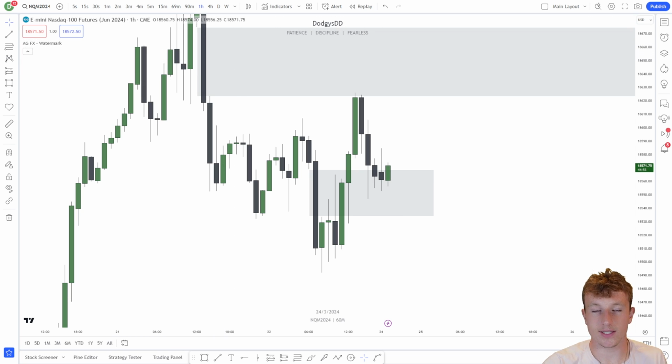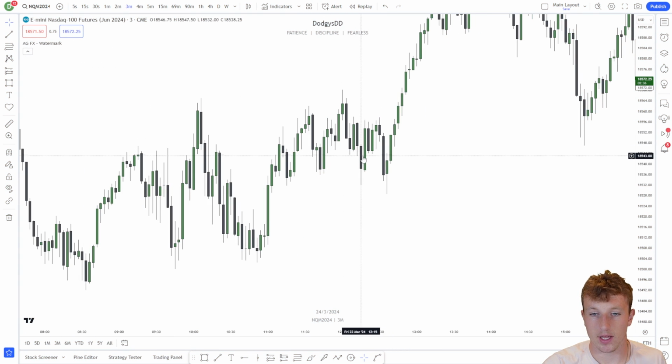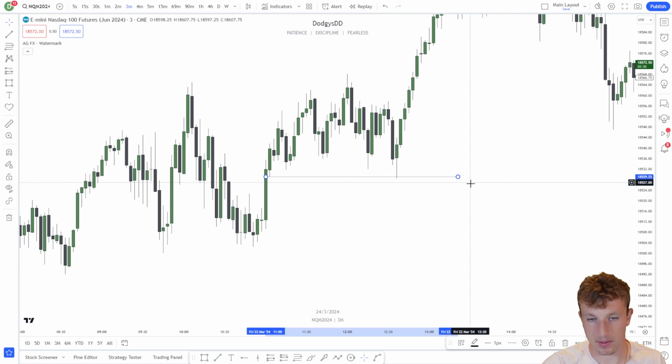So without further ado, let's look at a few examples on the lower time frame. In example number 1, we can clearly see we get a bunch of chop here, and what happens here is we bounce or wick off of a bullish fair value gap here.